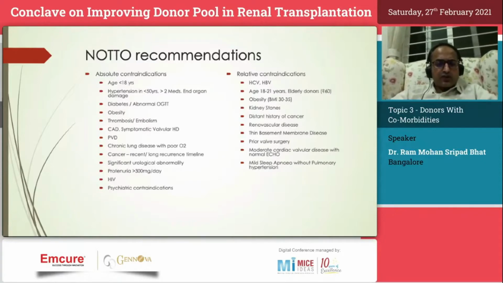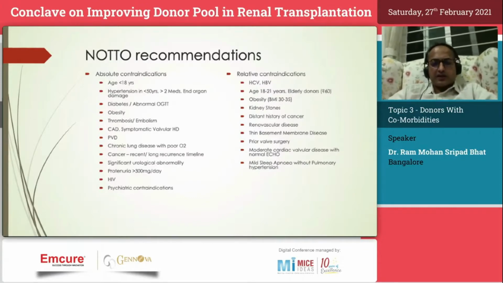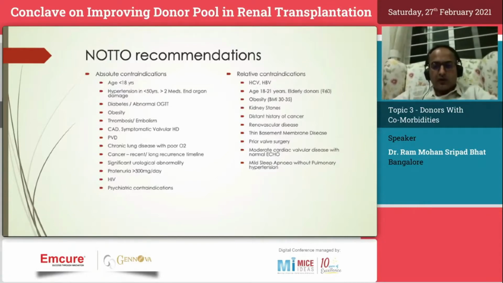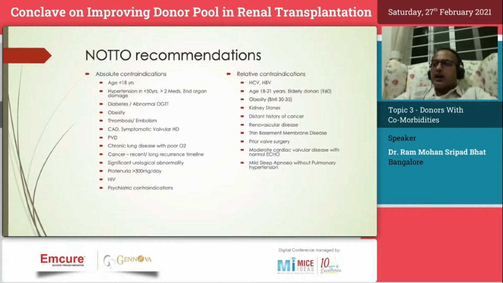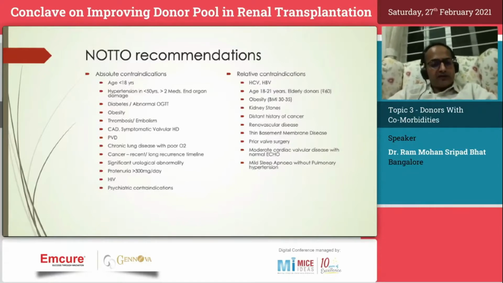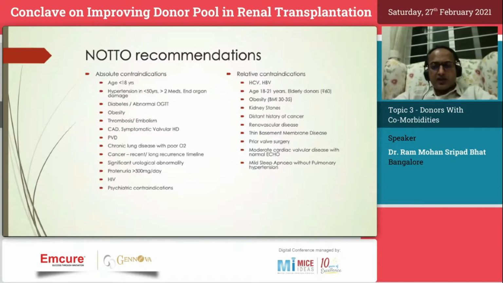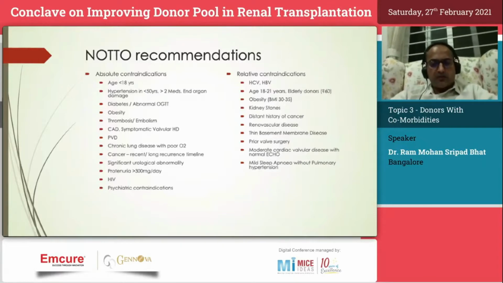Any past history of thrombosis or embolism, according to them, is an absolute contraindication. Any coronary artery disease or symptomatic valvular heart disease is an absolute contraindication. On the right side, you can see that prior valve surgery, with now normal echocardiographic features and good cardiorespiratory functional testing, probably can be considered. Peripheral vascular disease is considered an absolute contraindication, but if you see the relative contraindications, it also mentions renovascular disease, which probably should be considered in the same category.